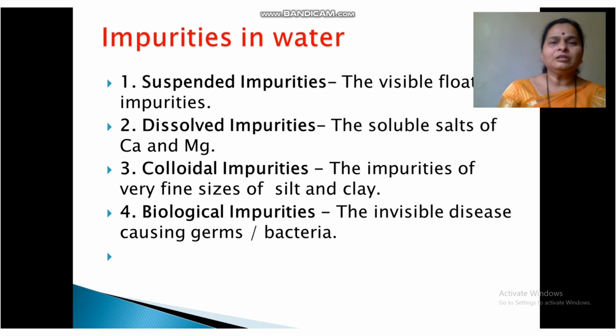Suspended impurities are the visible floating impurities. Then dissolved impurities contain dissolved salts and dissolved gases. Dissolved salts are calcium, magnesium, iron, etc. Then dissolved gases may include carbon dioxide, sulfur dioxide, sulfur trioxide, etc. Then colloidal impurities contain very fine clay particles, that is muddy water. It is also known as muddy water.